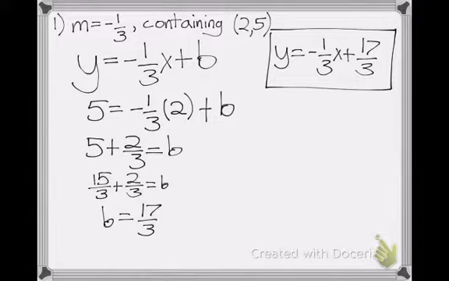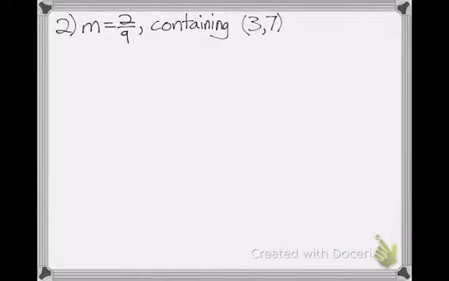Go ahead and pause the video at this point and try to work your way through part 2 of this example, which is to find an equation of a line in slope-intercept form of the line with slope 2/9 containing the point (3, 7). When you're done, come on back and you can see my solution.